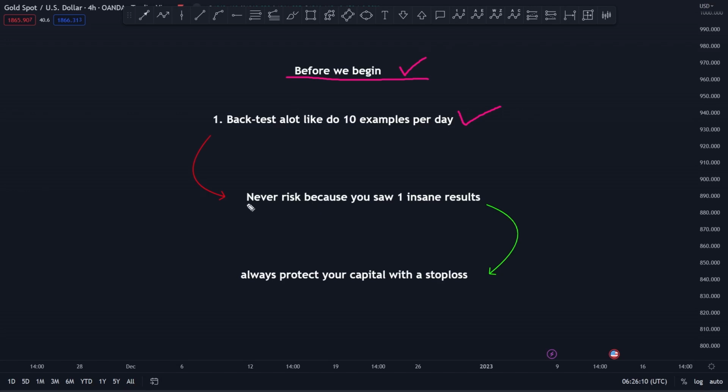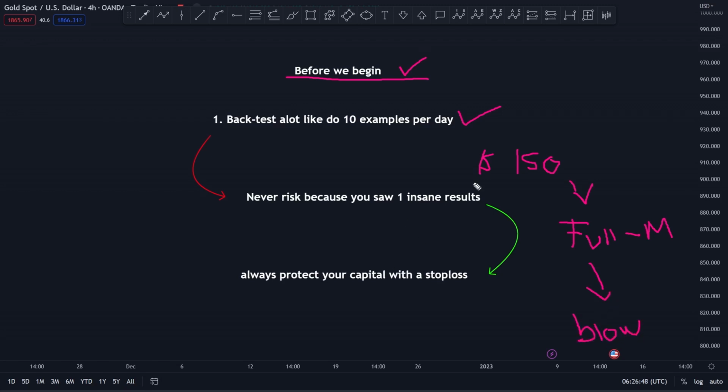And another thing is, never risk more because you saw one insane result. I know some of you will make $150 from a $20 account. Then on the next trade they will do the same thing, going full margin this time. If you do this, you are likely to blow your account, and you will cry a lot.